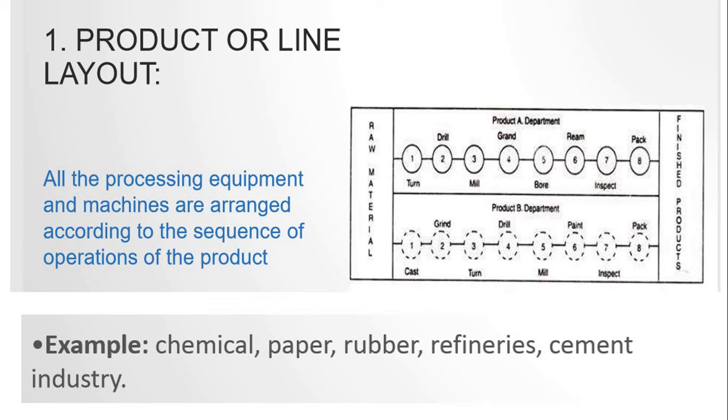Some disadvantages of this product or line layout: it is not easy to change the product. This will involve a change in the layout, and this is expensive and time consuming, so this layout is not very flexible. And expansion of work area or insertion of any machine in between other machines is not possible or is very difficult. So there are some advantages and disadvantages that we discussed. This is overall about product or line layout.